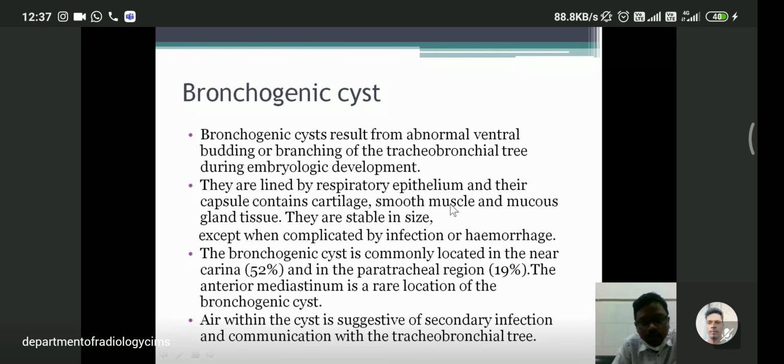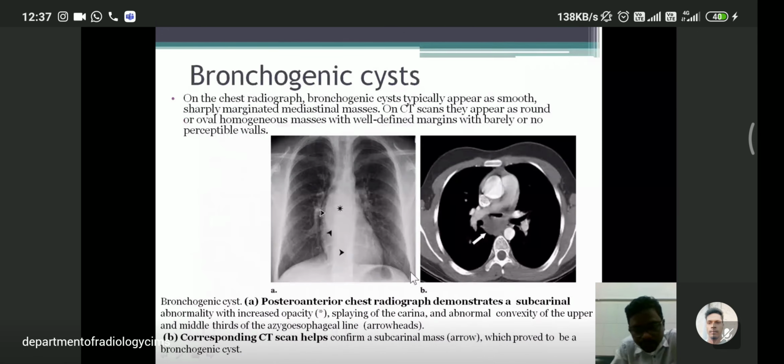Next is the bronchogenic cyst. Bronchogenic cysts are usually located near the carina or in the paratracheal region. So, in this chest X-ray, we can see there is a well-defined opacity noted in the subcarinal region. And also there is displacement of the azygoesophageal line to the right side.